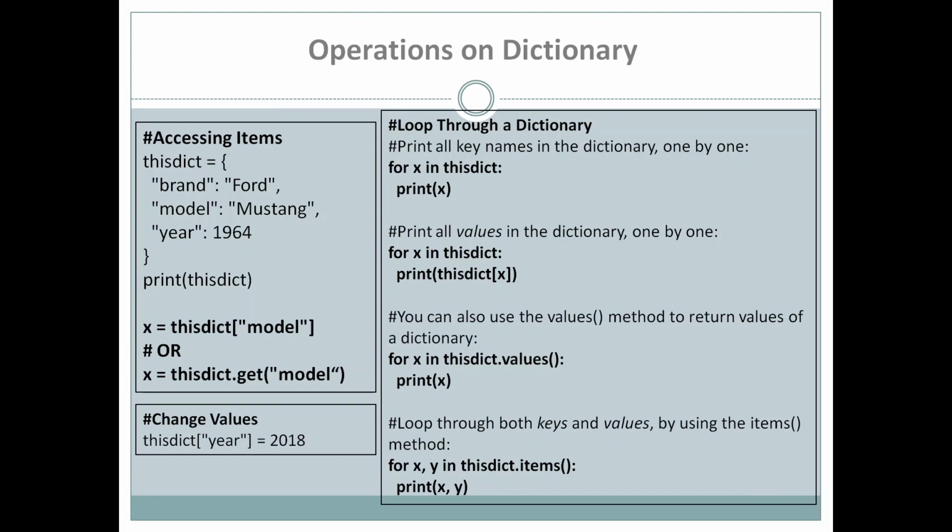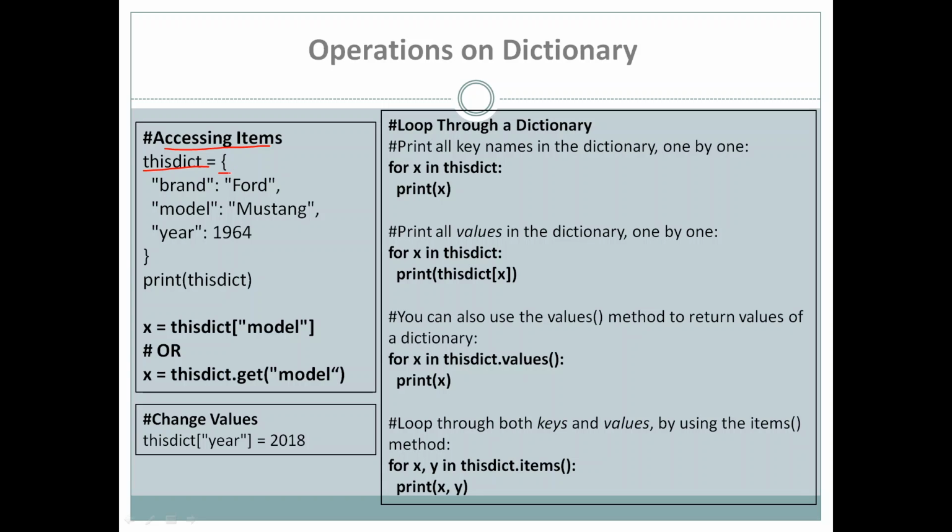Okay, so let's start with the example. There are different operations which can be performed on a dictionary, like we have performed some operations on lists and tuples. First, it is accessing the item. Once we declare the dictionary, how can we access the elements from the dictionary? So this is our example dictionary with the name thisdict.